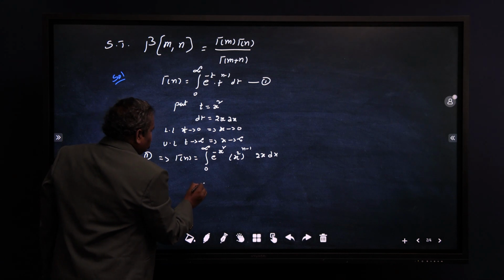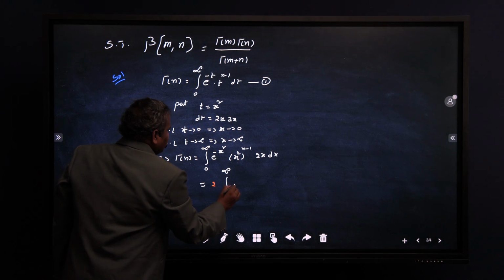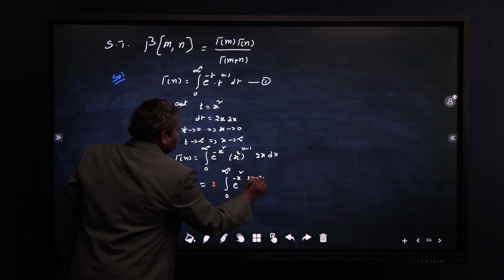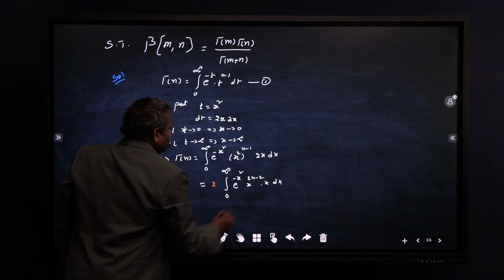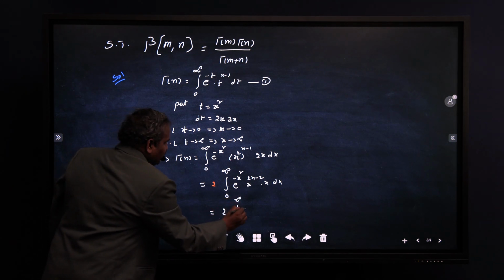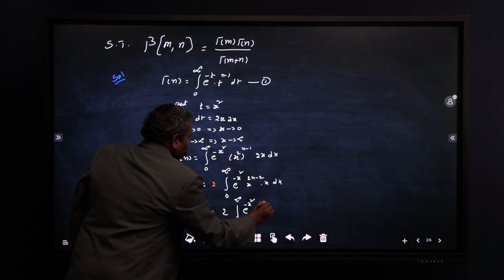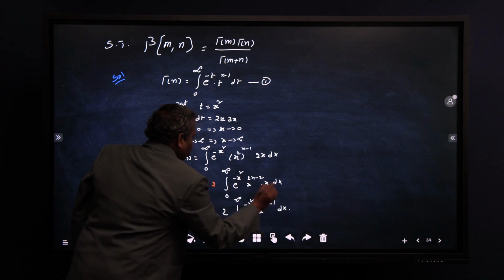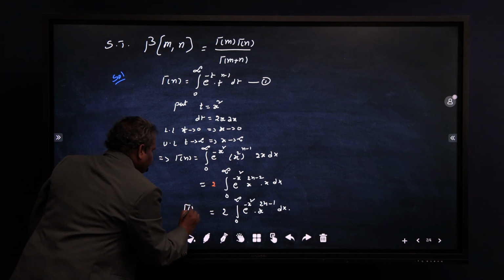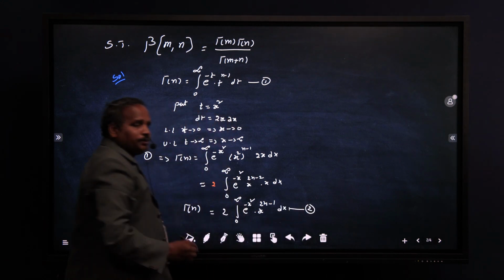Gamma of n is equal to integral 0 to infinity e power minus x square, x square power n minus 1, 2x dx. This is equal to 2 into integral 0 to infinity e power minus x square, x power 2n minus 2, into x dx. This is equal to 2 into integral 0 to infinity e power minus x square x power 2n minus 1 dx. This is gamma of n. Let it be equation number 2.